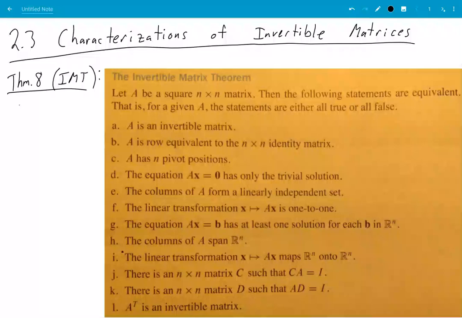Okay, pause and copy all this. It'll take you a while, but pause and copy, pause and copy. Okay, the invertible matrix theorem.